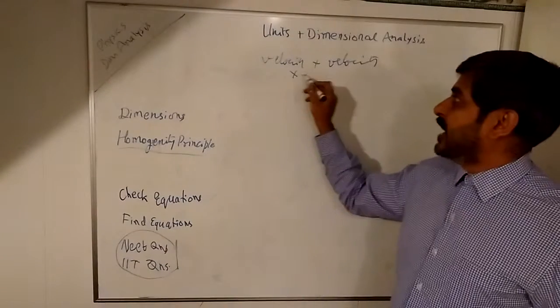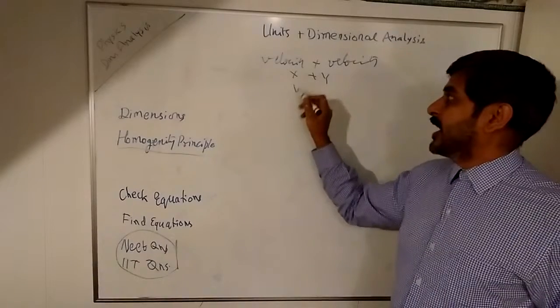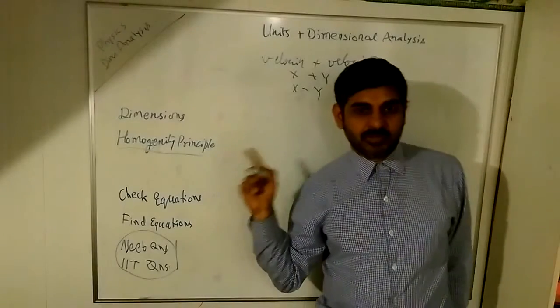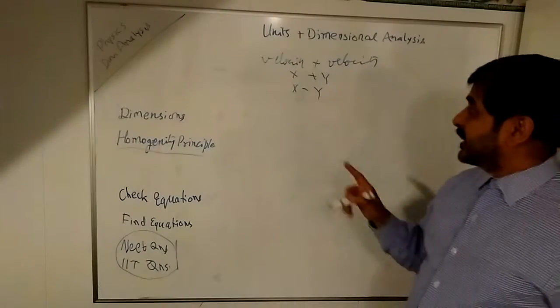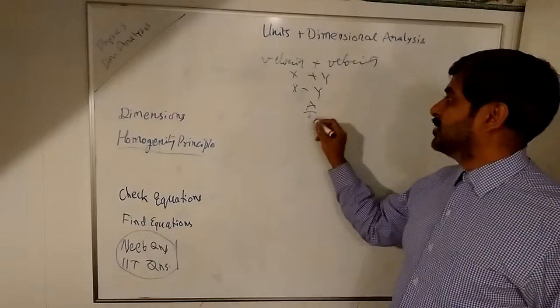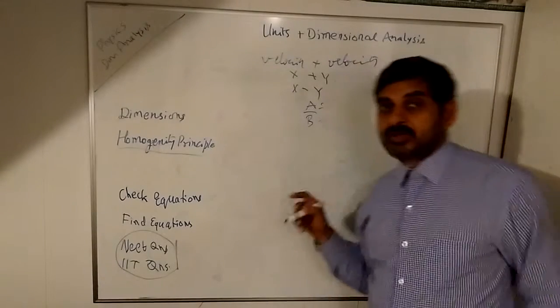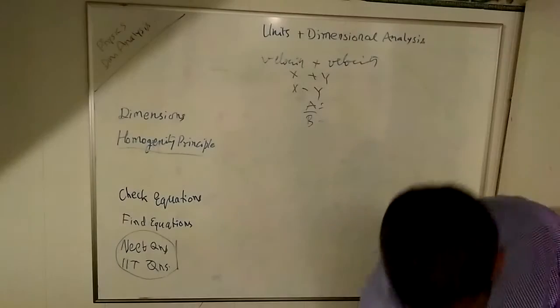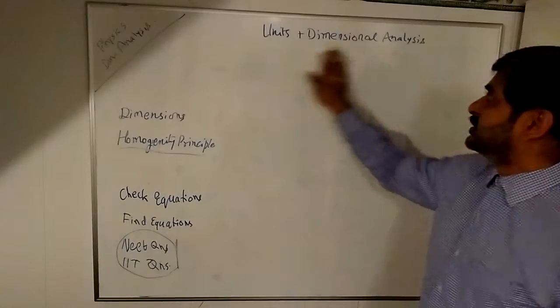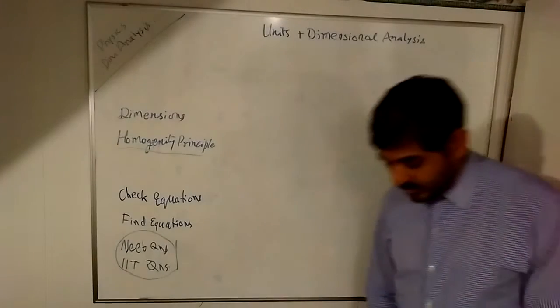If the x and y quantities are added or subtracted, they have the same dimensional formula. We should note that this does not apply to division. A and B can be divided even if they have different dimensional formulas. Let's move on quickly and do some problems, and it will automatically become very clear to you.